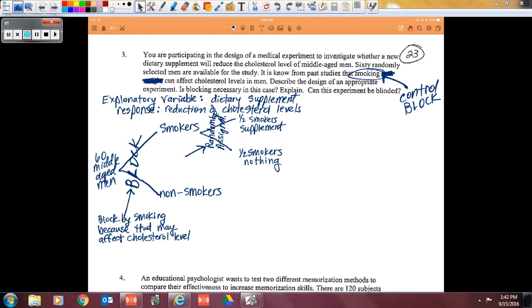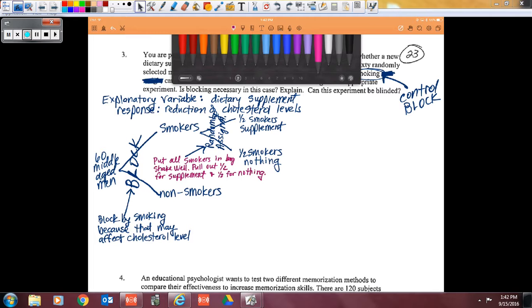All right, what do we write for this randomly assigned? Okay. Put all smokers in a bag. Then what? Shake well. And pull out half for supplement and half for nothing. Period. Alright, I think the worst is over now. Those are always the two annoying parts.